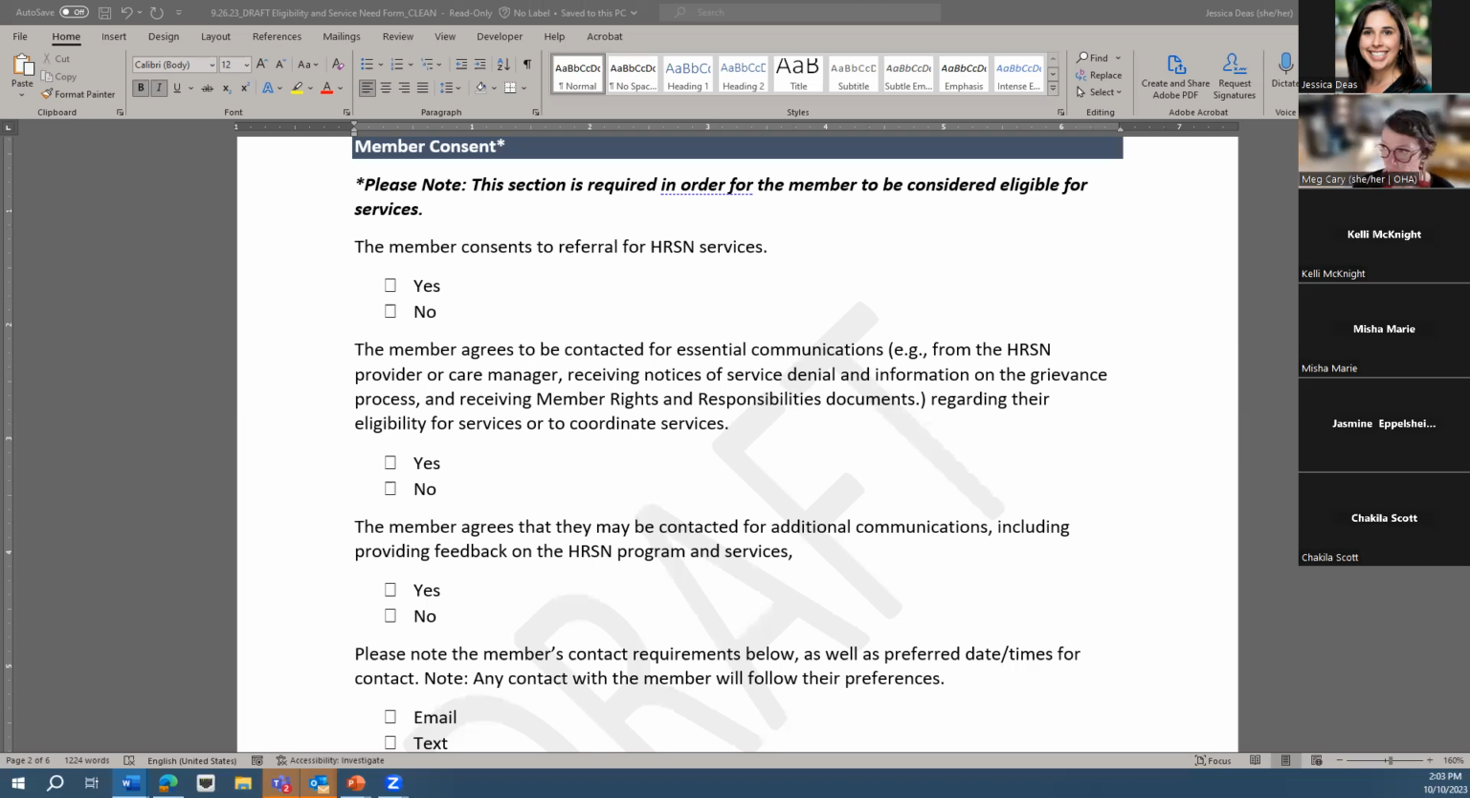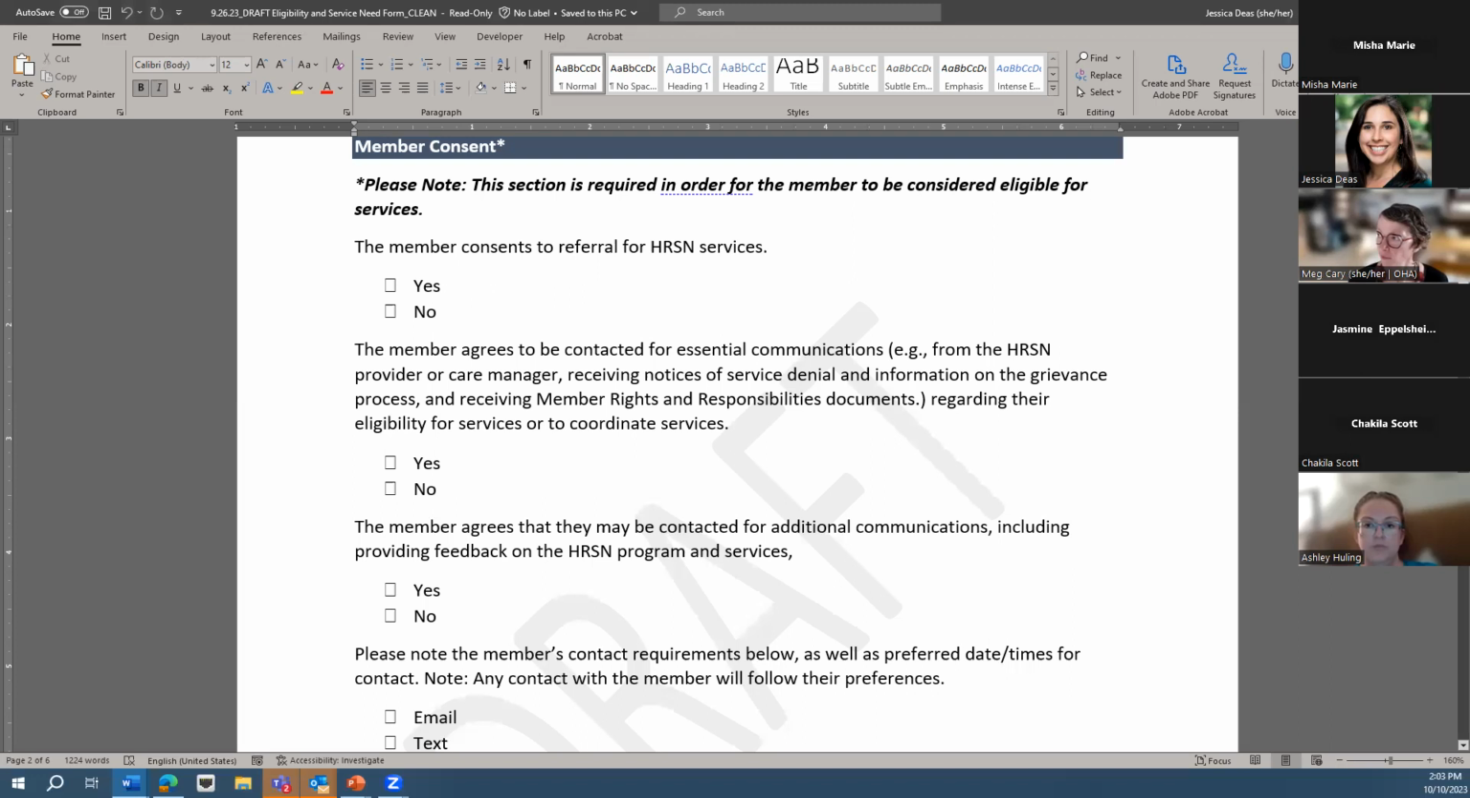Thank you so much, Meg. I'm wondering if people have thoughts on responding directly to Meg and/or the consent portion. Misha, go ahead.